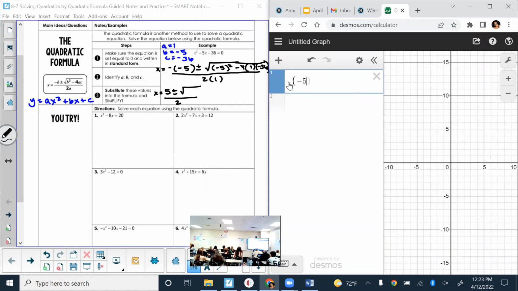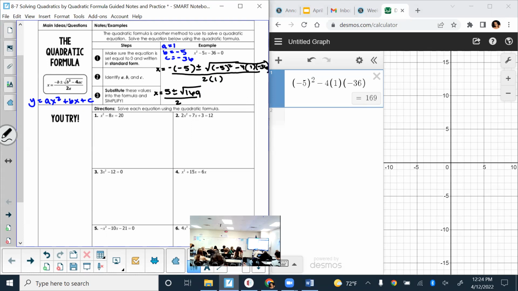So type it in exactly how it looks on your paper. Maybe don't put the square root symbol because you'll see why later. All right, but everything that's under the square root symbol, type it in exactly how it looks on your paper with the parentheses and everything. So what number should be under the square root symbol? 169, which we can then take the square root of in the next step.